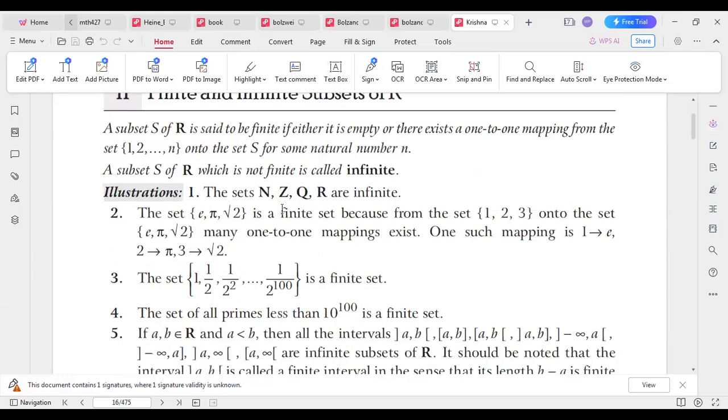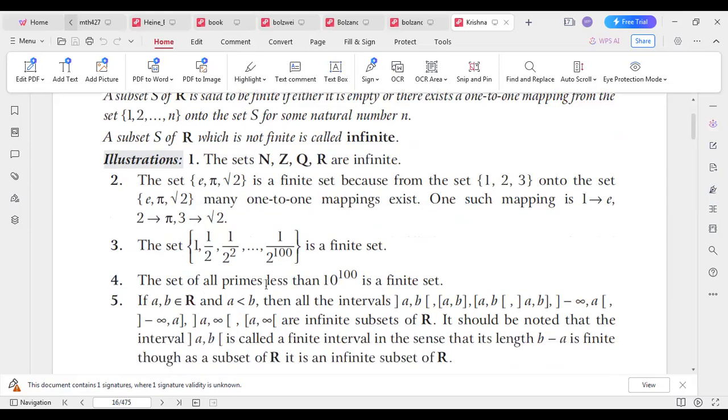The sets of natural numbers, integers, rational numbers and real numbers are infinite. And the set e, pi, root 2 is a finite set because a one-to-one mapping exists from the set of natural numbers onto the set. In such a mapping, 1 maps to e, 2 maps to pi, and 3 maps to root 2. This is why it is a finite set. Number 3 example is also a finite set, and number 4 is also a finite set.